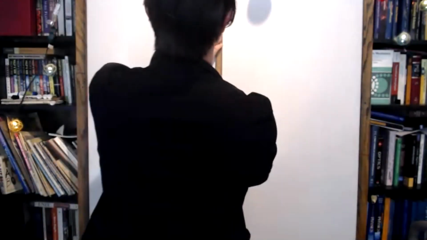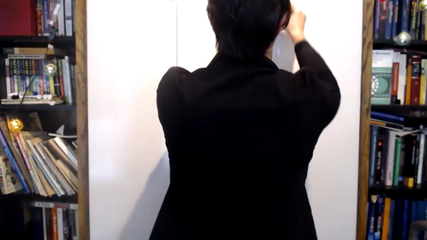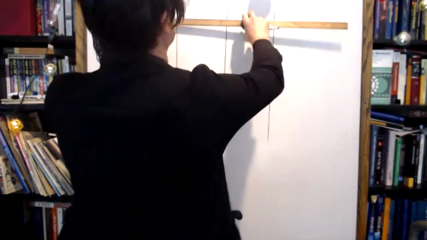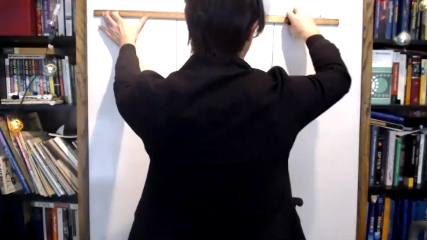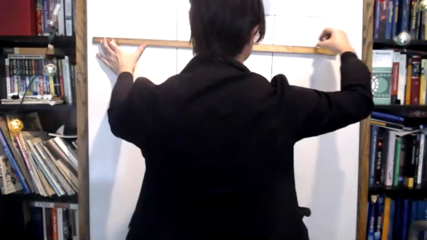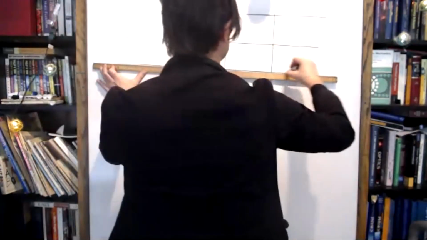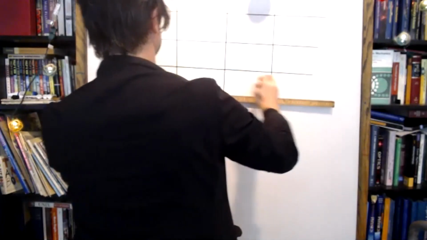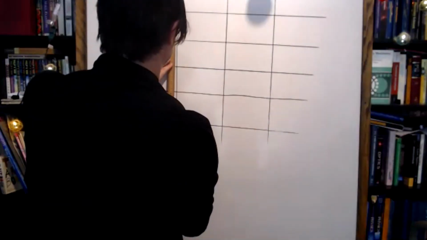So I'm going to make 1, 2, 3, 4 columns here. Okay. And I'm going to have a number of rows. I'll have one for boiling water, one for human body temperature, one for room temperature, one for freezing water, and one for absolute zero.